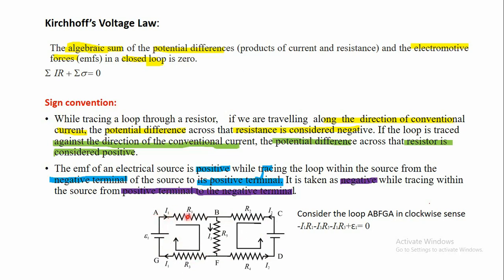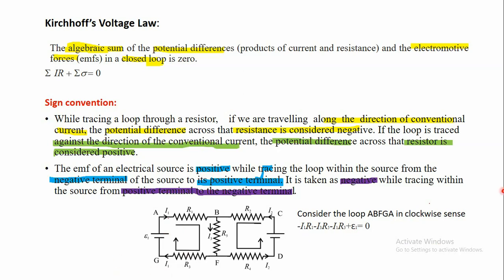So I1 R1 has a negative sign, because to apply Kirchhoff's voltage law we have to trace the circuit, and we are tracing it in the clockwise direction. First we came across I1 R1, in the direction of current, so minus I1 R1. Second we came across R5, in the direction of current, so minus I3 R5. Then we came across R3, in the direction of current, so minus I3 R3. And now we are crossing from the negative terminal to the positive terminal, so it will be positive, so plus E1, equals 0.